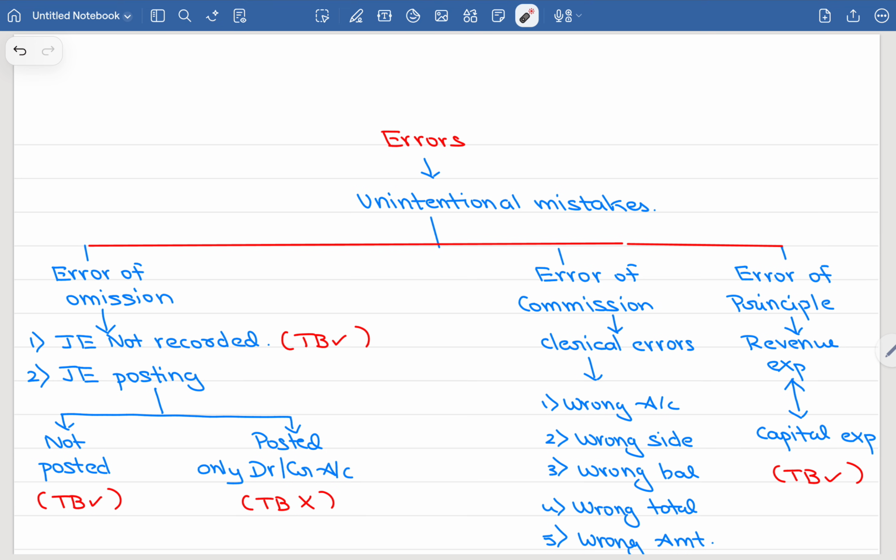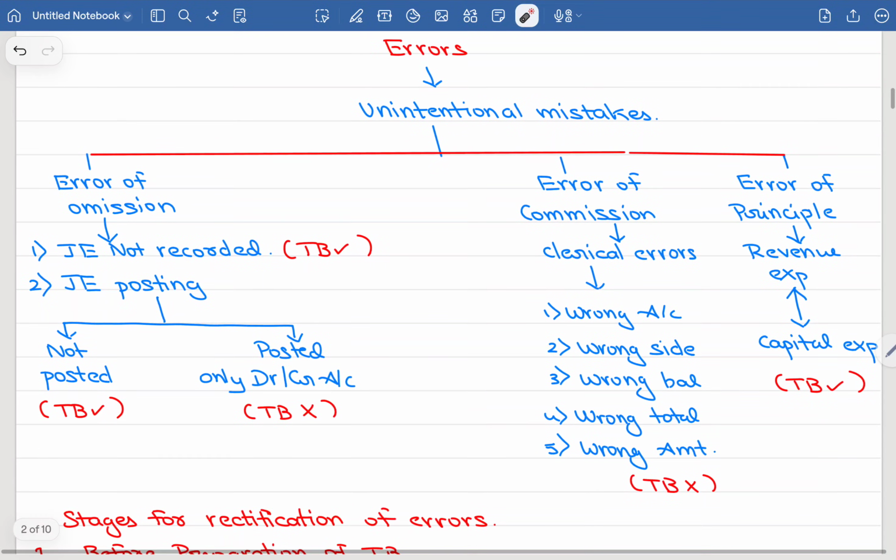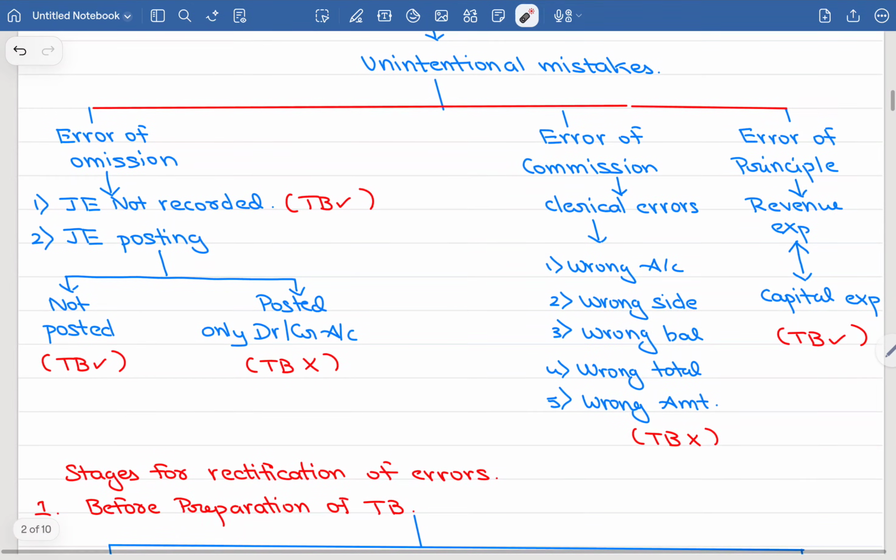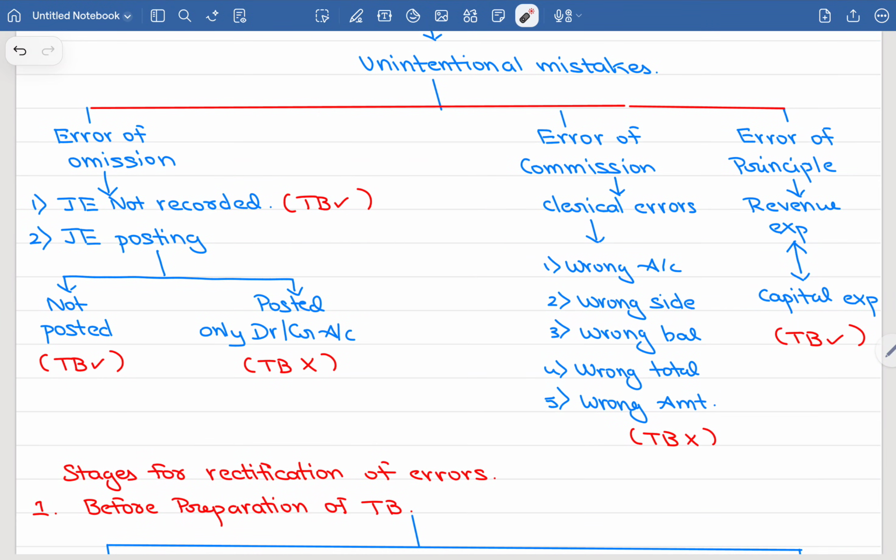So, there can be three kinds of errors: error of omission, error of commission, and error of principle. In case of error of omission, there can be again two types: journal entry not at all recorded, or journal entry is recorded but posting is not done, or posting is done partially. So that is nothing but error of omission.